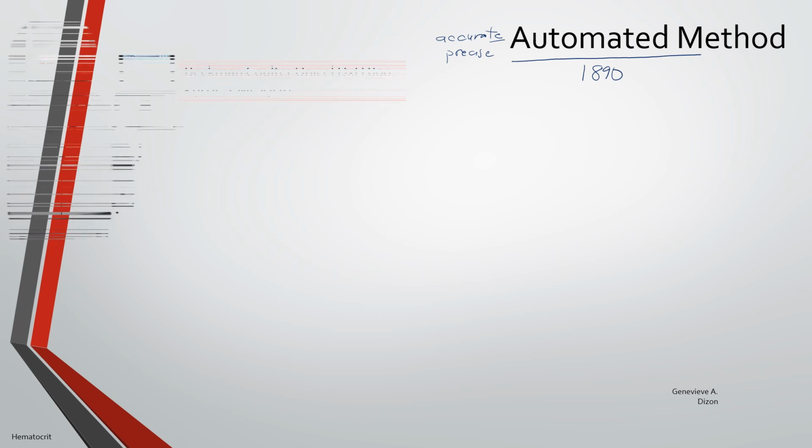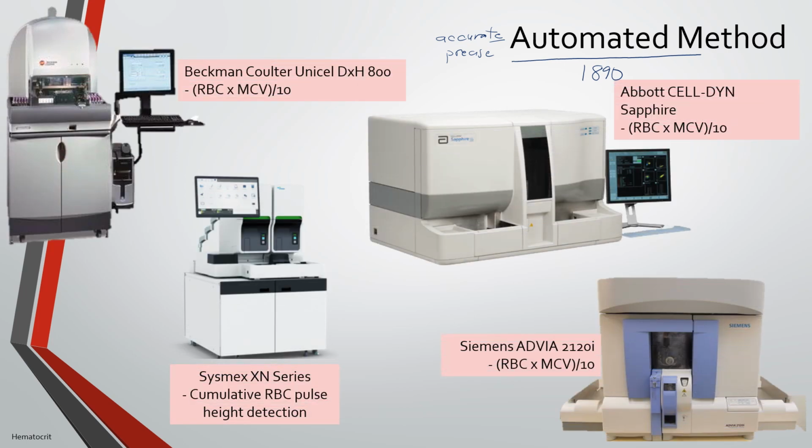Let's give examples of different automated analyzers that test for the hematocrit together with their principles. So the Beckman-Coulter counter, the Celdine from Abbott, and Siemens Advia all have the same principle where the hematocrit count is computed using the red blood cell count and the mean cell volume. So red blood cell is multiplied to the mean cell volume, or MCV, and divided by 10. That would be the hematocrit count. The Sysmex, on the other hand, has a different principle which uses the cumulative RBC pulse height detection.